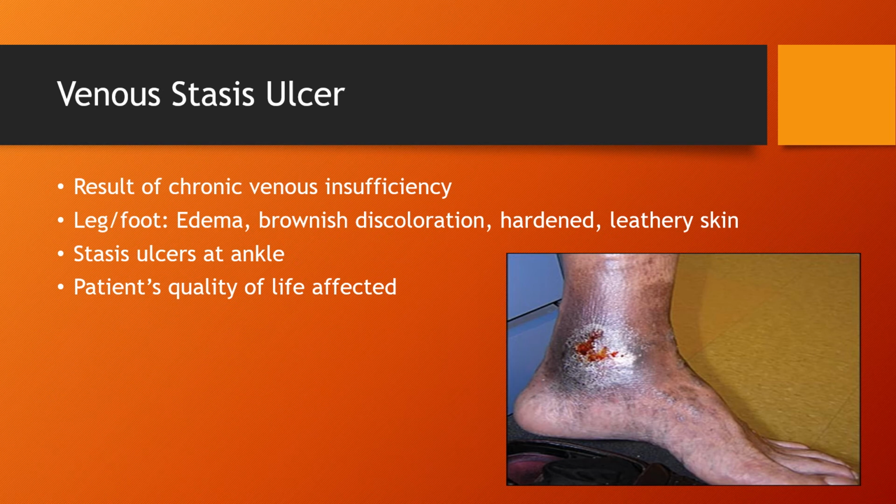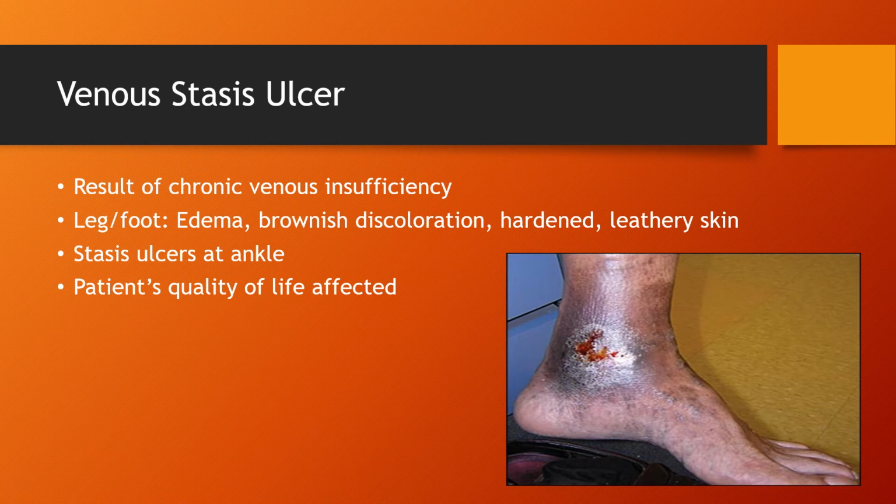Venous stasis ulcer. So here is a very nice picture of a venous stasis ulcer. It shows that leathery, discolored skin. Venous stasis ulcer results from chronic venous insufficiency. So the leg and the lower extremity, usually you see some edema.